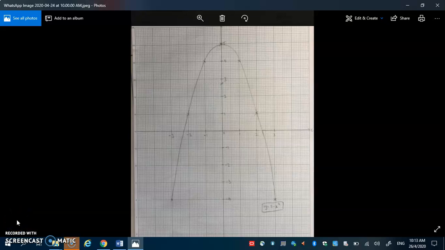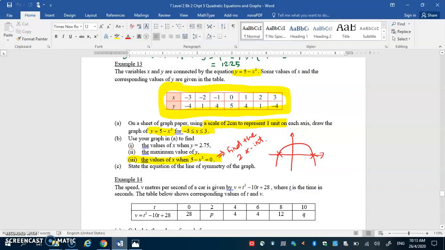I'm going to go through the two graphs for chapter 7 right now. These were the graphs you were supposed to plot, example 13 and example 14. For example 13, I even asked you to add this part, right? Part B, part 3, find the values of x when 5 minus x squared equals 0. So this was the question that you had plotted, and let's go through that.